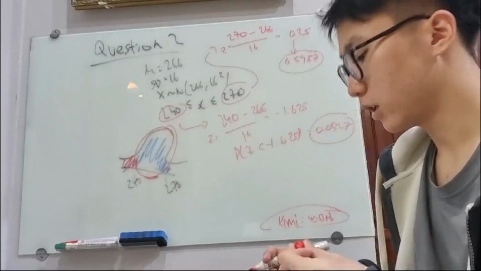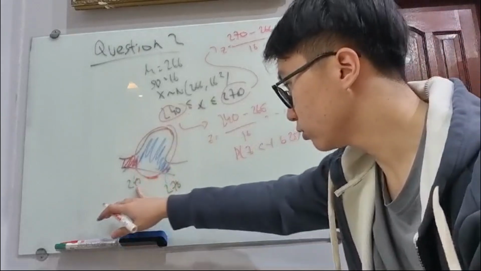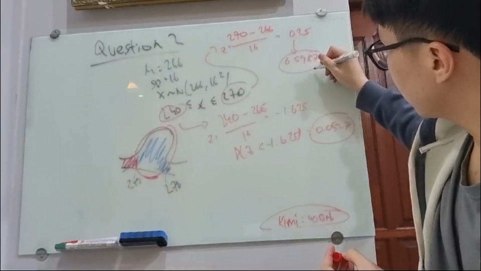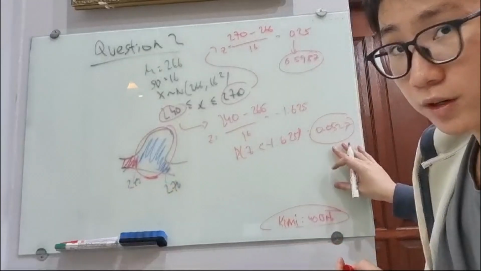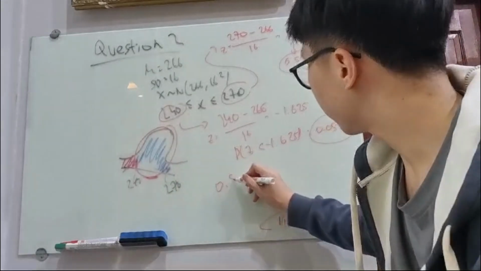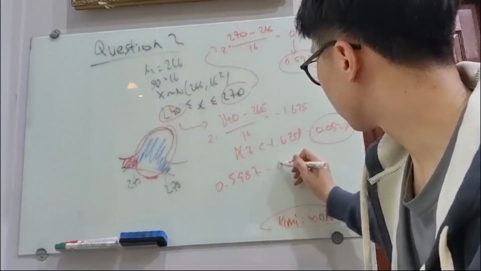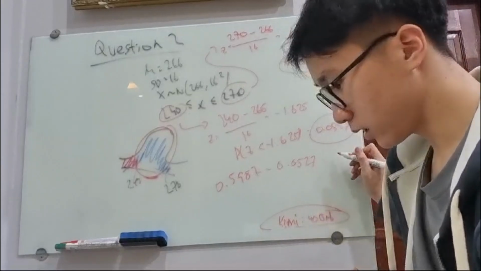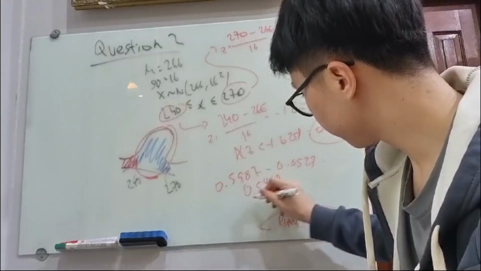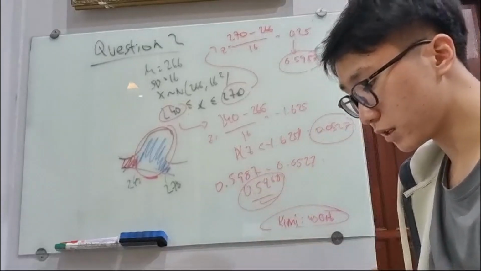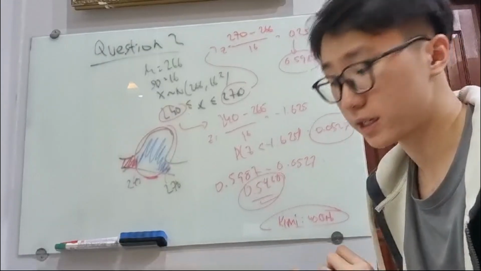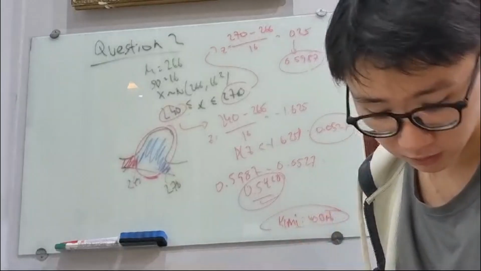So what do we do here? We need to subtract the 240 from the 270. So we take these two probabilities and we subtract this 240 from this. So it's going to be 0.5987 minus 0.0527, and then it will give us 0.5460. This is the proportion of all pregnancies that will last between 240 and 270 days, 0.5460.